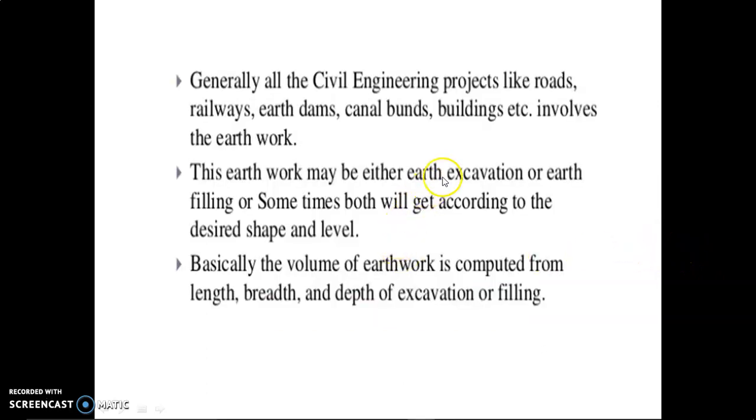We generally know that engineering projects like roads, railways, earth dams, and canal beds all involve earthwork. Where earthwork is done, maybe there is an embankment, so cutting is required. Sometimes filling is required. Both are done according to the desired shape and level. Basically, the volume of earthwork is computed from the length, width, and depth of excavation or filling.